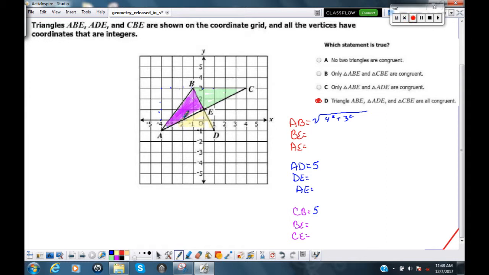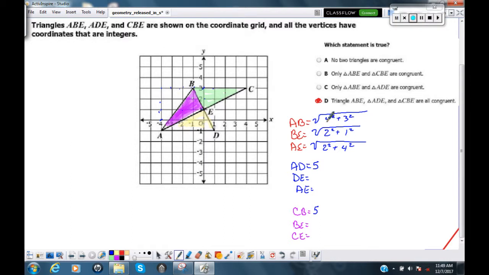So now I'm going to do this segment here. I'm going to go up 1, 2, and over 1, 2, 3, 4. So I did 2 squared, and then 1, 2, 3, 4 squared. And now I'm going to do that was A to E. So that's 2 squared, and that's 4 squared. Now I'm going to do B to E. So B to E is going to go 1, 2, 1. So square root of 2 squared plus 1 squared.